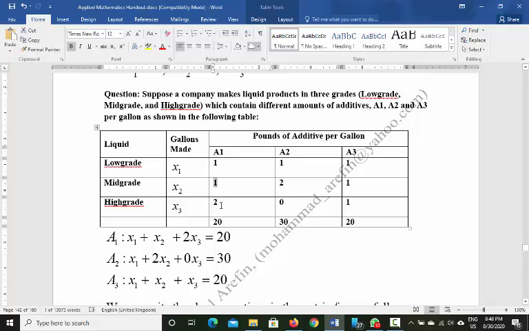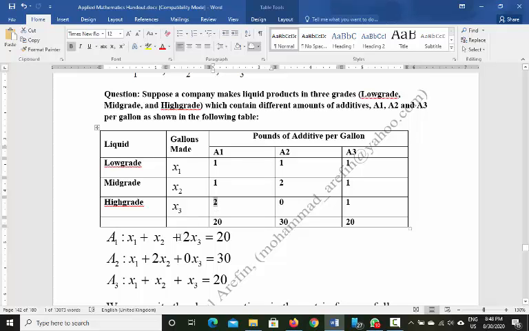Again, if we produce 1 gallon of high grade liquid, we will use 2 pounds of A1. If we produce 2 gallons of high grade liquid, we will use 2 multiplied by 2, that is 4 pounds of A1. If we produce x3 gallons of high grade liquid, we will use x3 multiplied by 2, that is 2x3 pounds of A1.